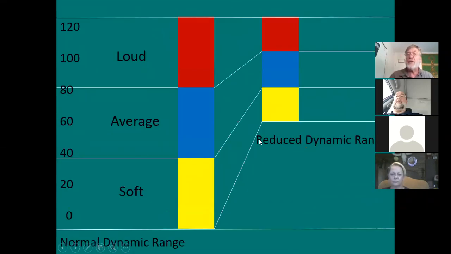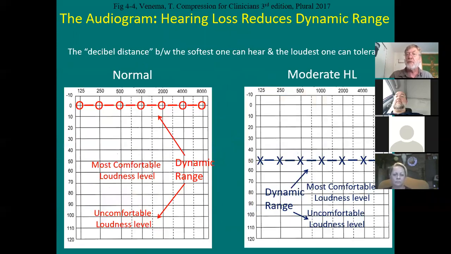Same picture is shown here. A normal dynamic range is large. When you've got a reduced dynamic range, it's the floor that has risen. The ceiling of loudness tolerance has not changed an iota.